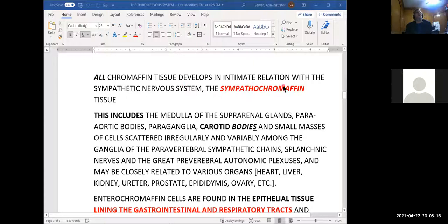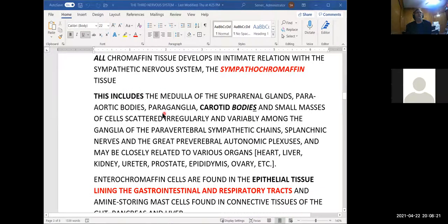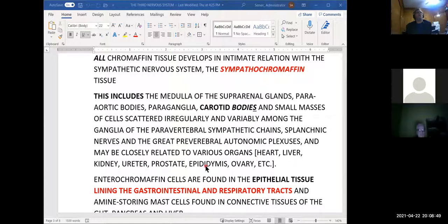All chromaffin tissue develops an intimate relation with the sympathetic nervous system, the sympathetochromaffin tissue. This includes the medulla of the suprarenal glands, para-aortic bodies, paraganglia, carotid bodies, and small masses of cells scattered irregularly and variably among the ganglia of the paravertebral sympathetic chains, splanchnic nerves, and the great prevertebral autonomic plexuses. They may be closely related to various organs such as the heart, liver, kidney, ureter, prostate, epididymis, ovary, etc.